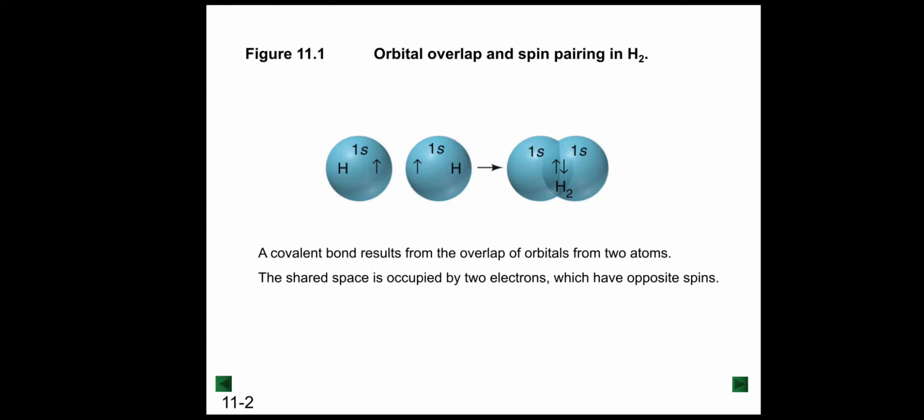Now, the shared space is occupied by two electrons. In this diagram, you can see the center space which is shared. We can say this space is shared. Here you can see the two electrons occupy this space, and these electrons should have opposite spins.